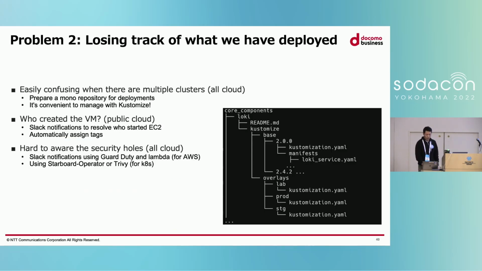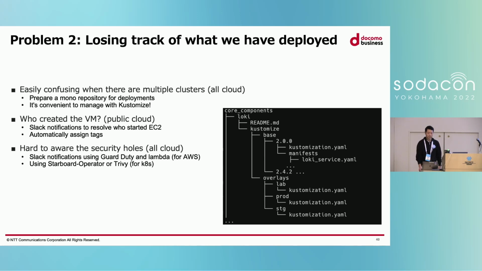Next, we introduce the problems common to all clouds. The first is that if you have multiple clusters, you quickly lose track of them. The solution is to have a mono repository of deployments to manage them. Our team uses Kustomize to set up diffs based on the base manifest.